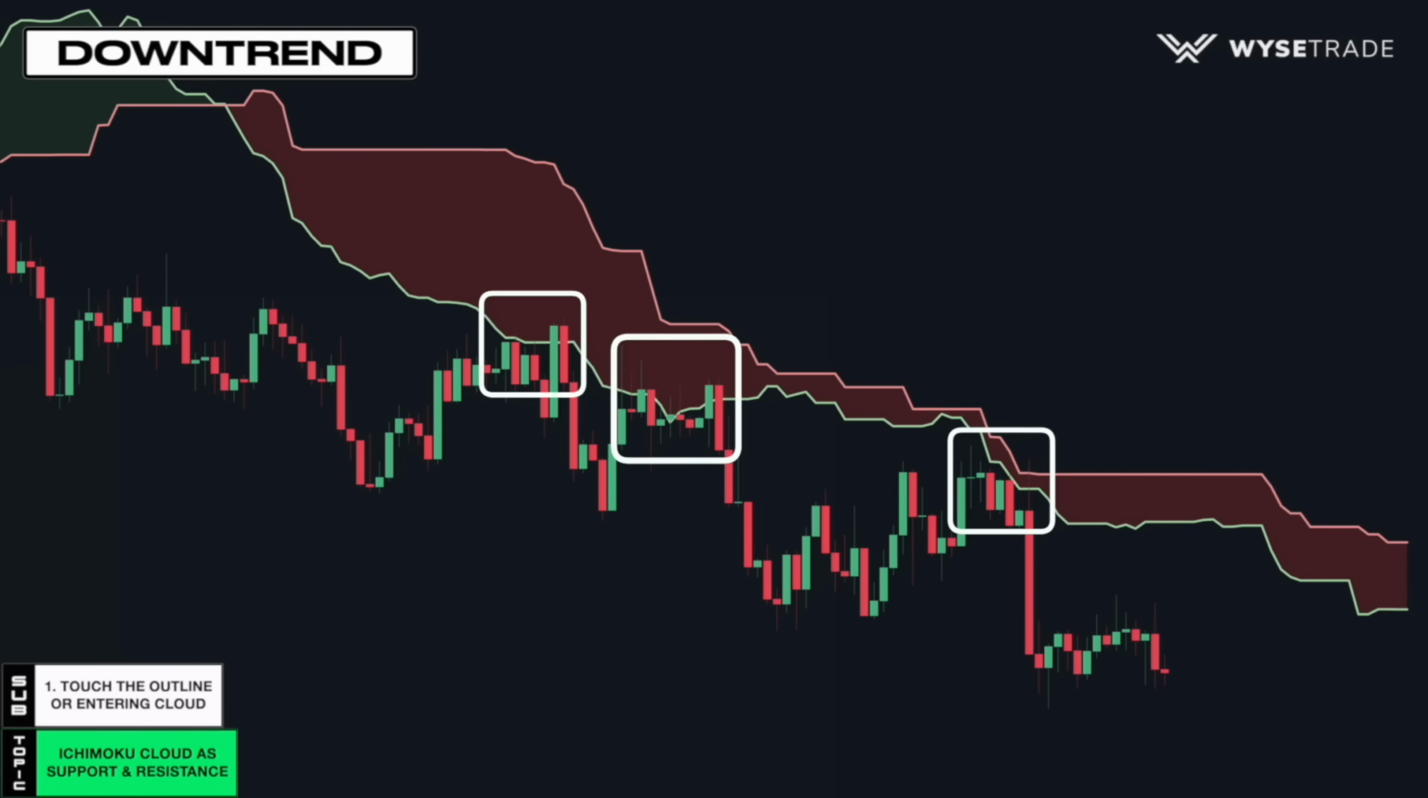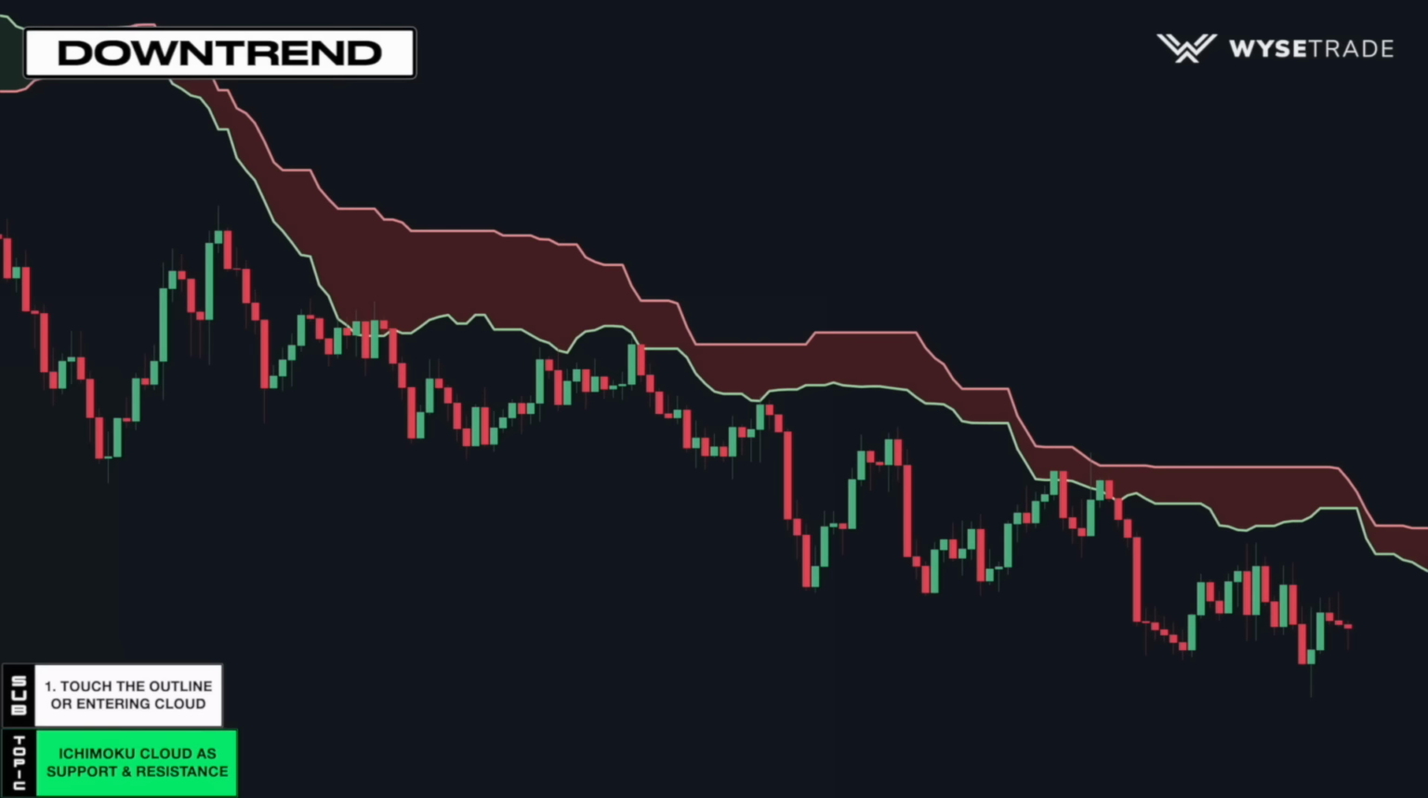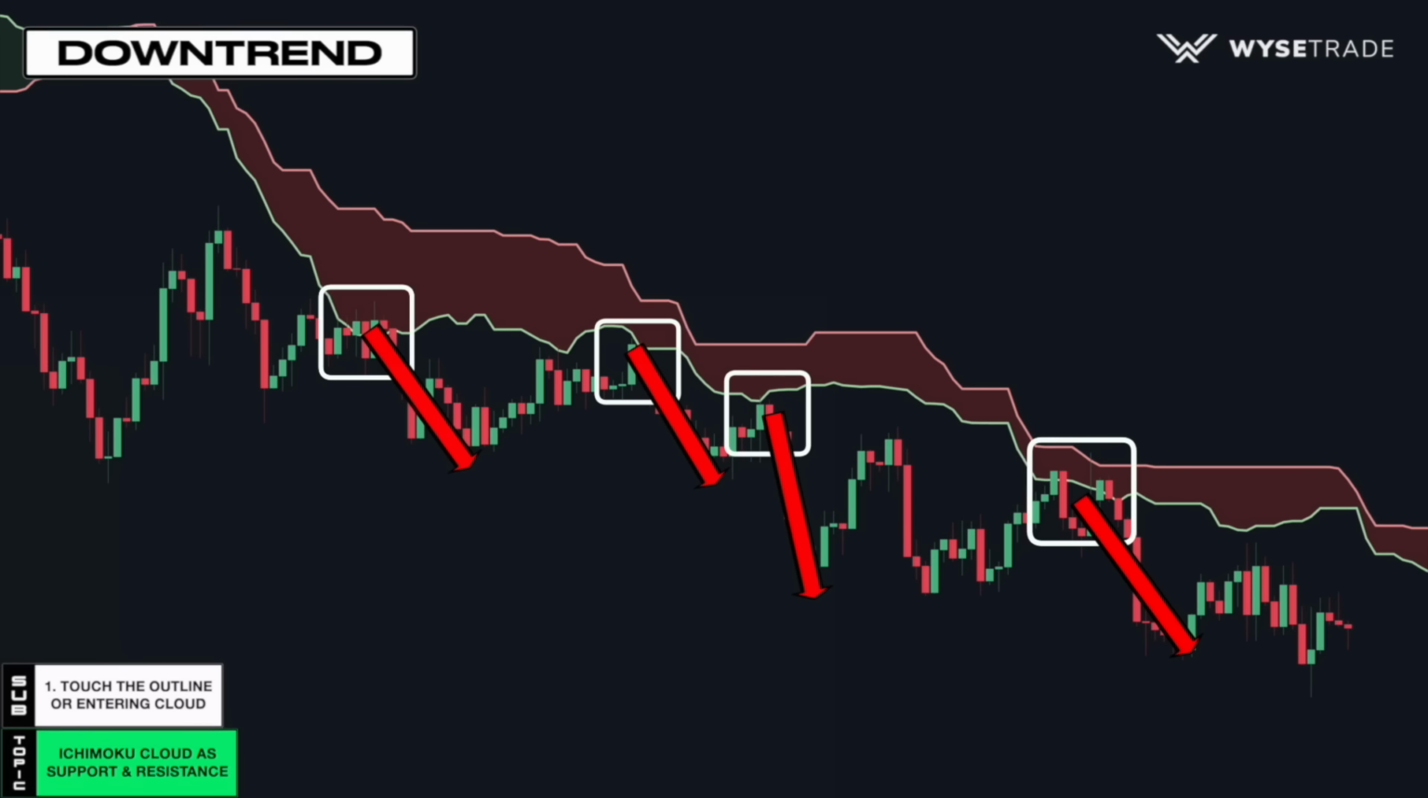Again, multiple reactions as resistance before reversing downwards. And again, multiple reactions as resistance before reversing downwards.